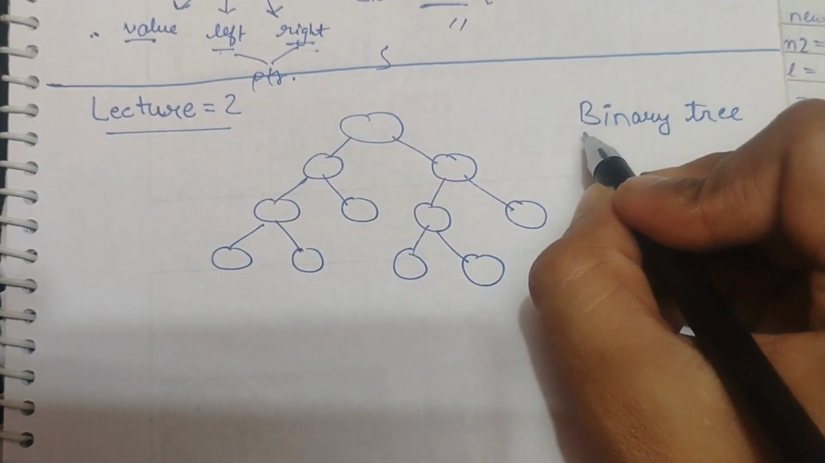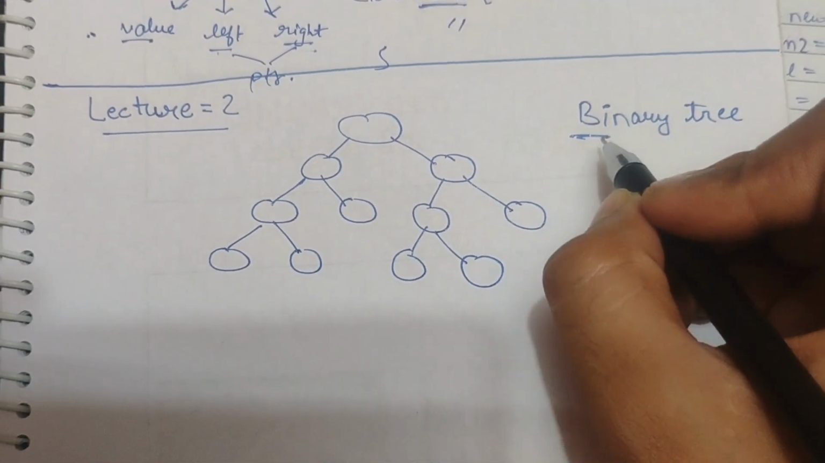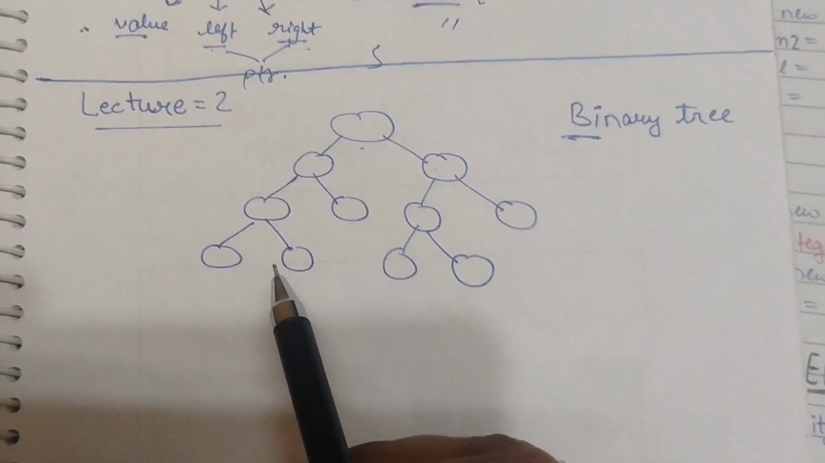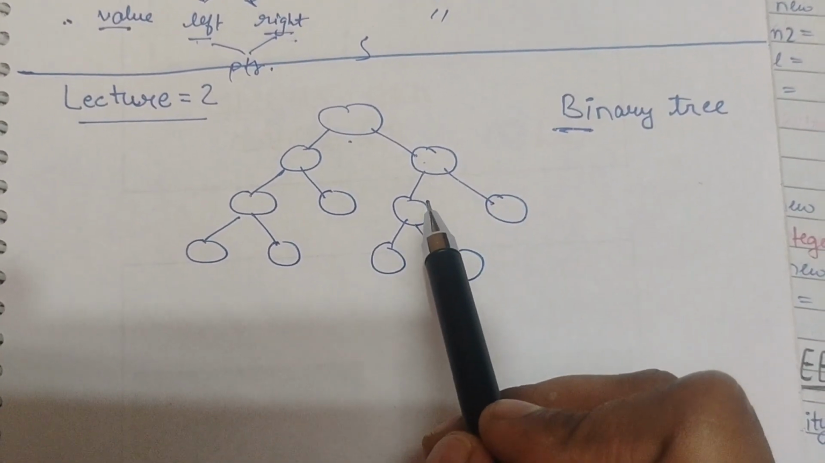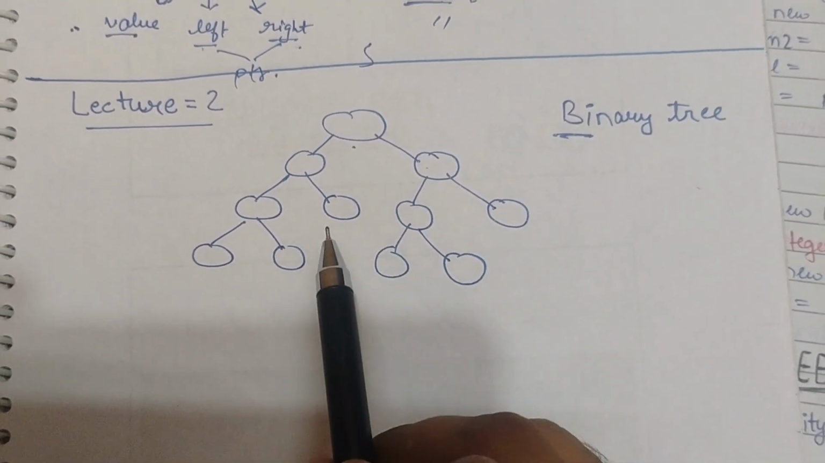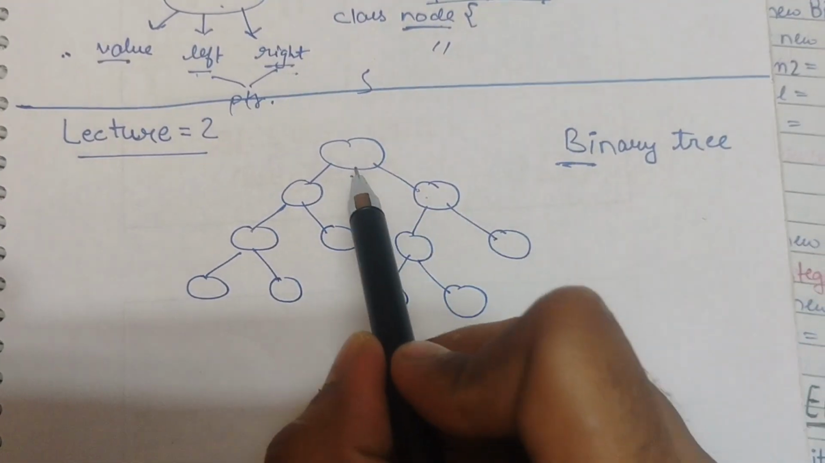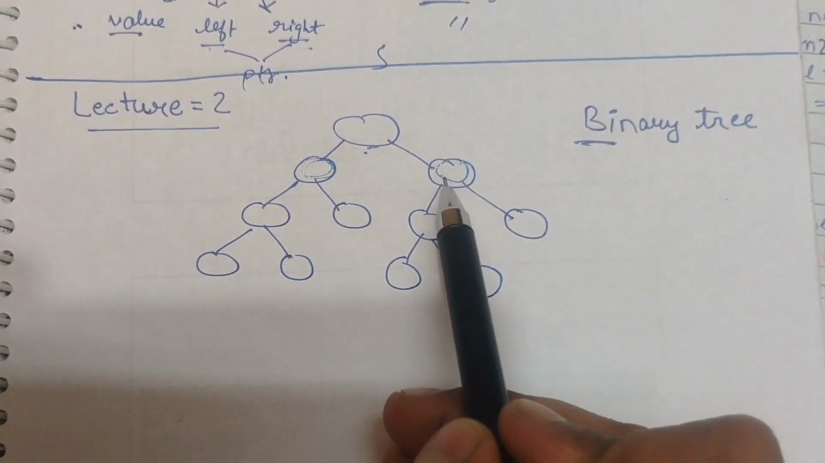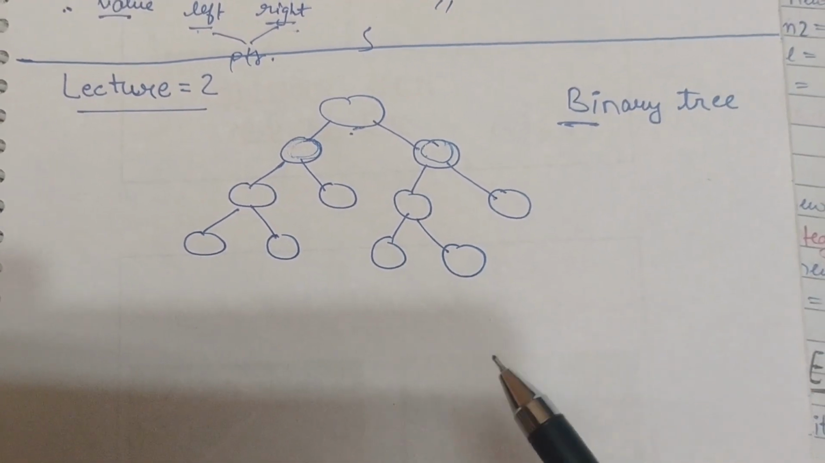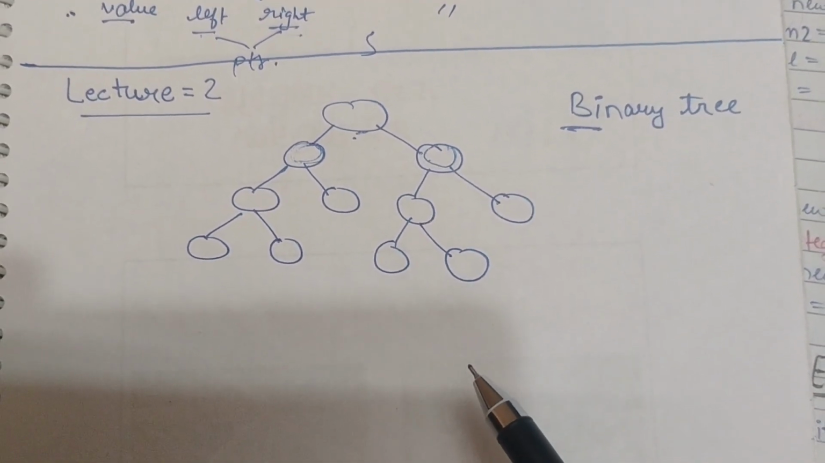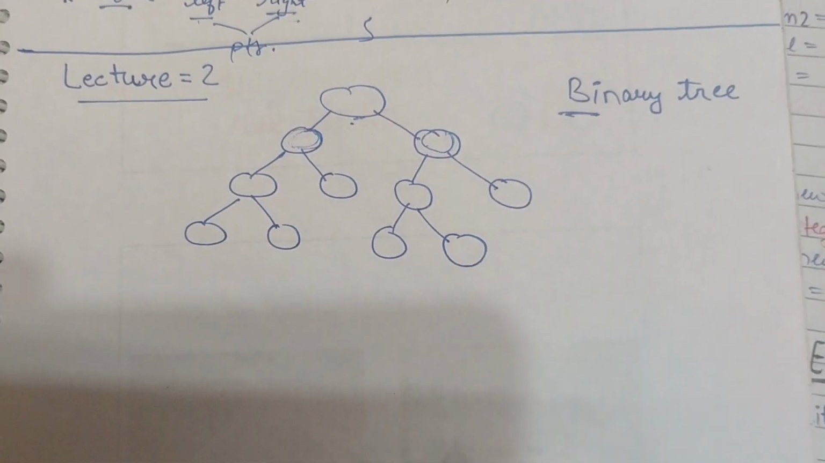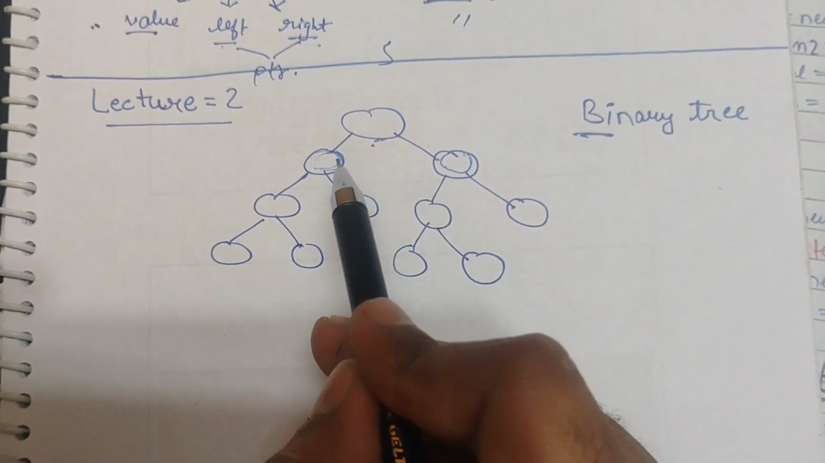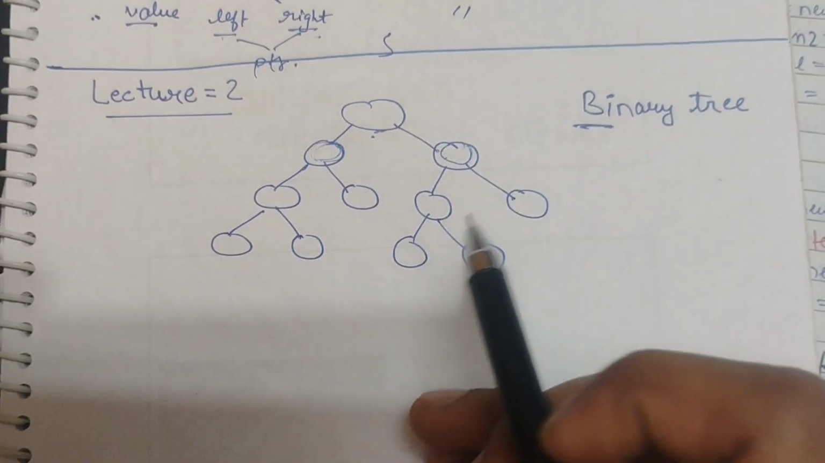The word itself, binary, that is bi, that means two. Each node here in this tree will have two children. Okay, either two children or one child or zero children, but maximum two children. This node has two children, left and right. Just like I told in the last lecture, lecture 1, regarding the two pointers, left pointer and right pointer, that denotes the left child and right child in this binary tree.